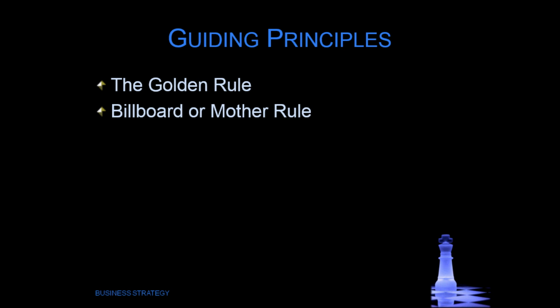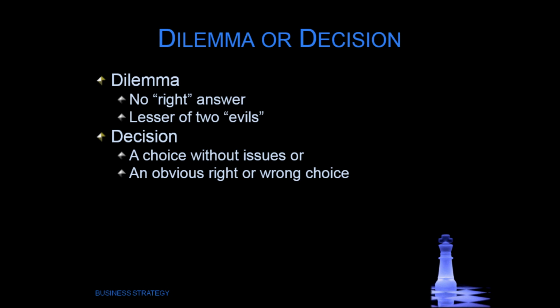Is it a dilemma or a decision? Okay, a dilemma has no right answer. Generally, it's the lesser of two evils. A decision, on the other hand, is a choice without any issues, and there's an obvious right or wrong. Should I use a foreign supplier or not? Well, yeah, I'm going to save money. No, I'm not. And there's a right or a wrong answer eventually.